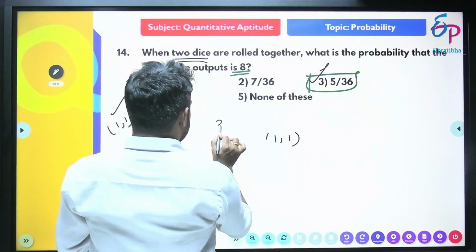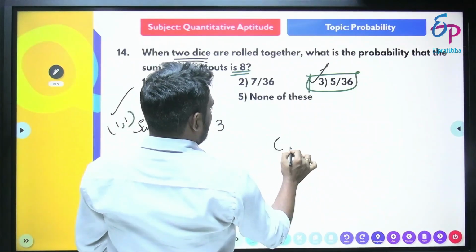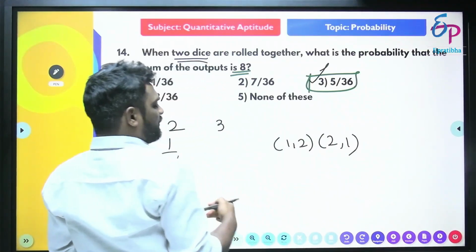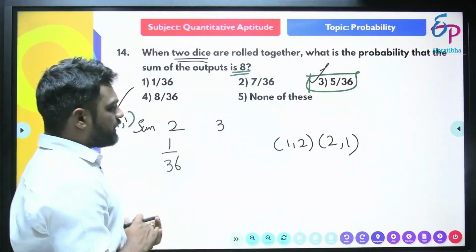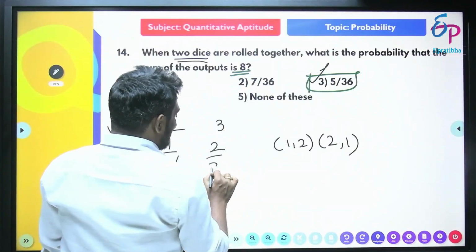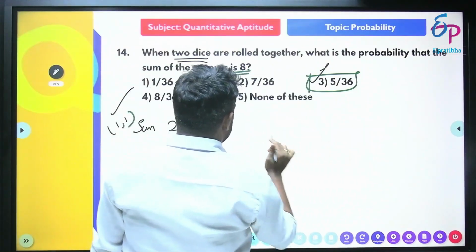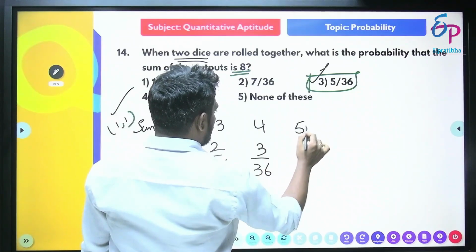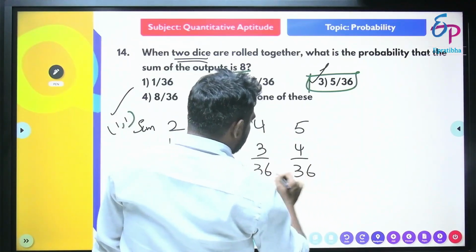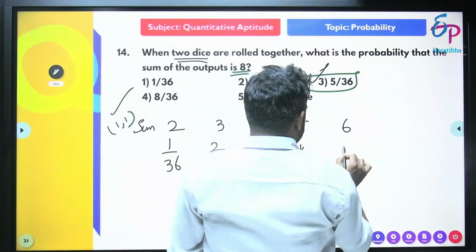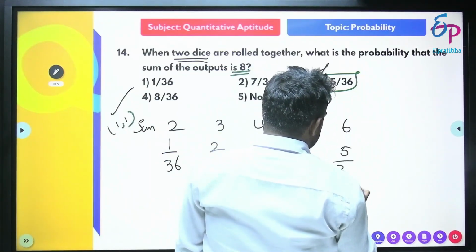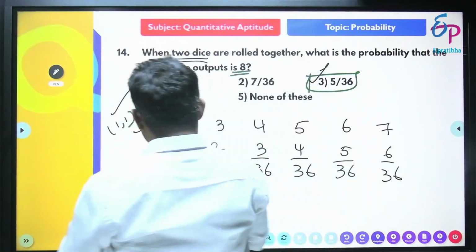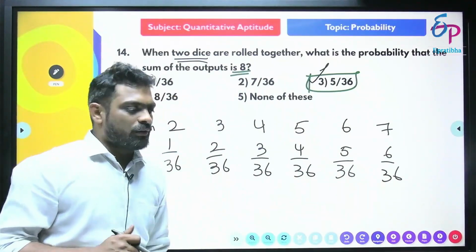Now suppose the sum should be 3. First die 1, second die 2. First die 2, second die 1. Then the next would need a 0, which is not possible. 0 should not be on the die. So 2 by 36, right? In the same way, sum 4, what can we write? 3 by 36. Sum 5, 4 by 36. Sum 6, 5 by 36. Sum 7, 6 by 36. Just by looking at the question, we can solve it.